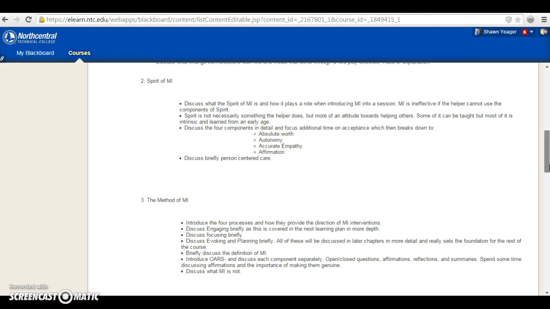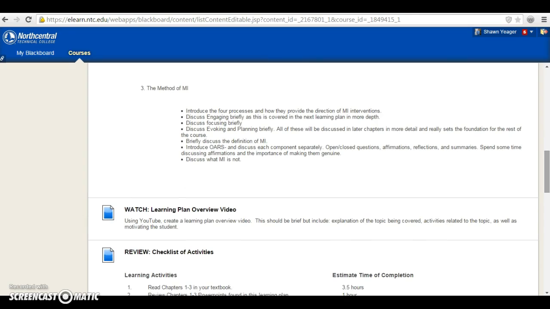All right, the method of MI. I'm going to spend a few minutes here on this. Now, the other component of MI is the four processes. So we have the spirit, which is made up of four principles, and then you have the four processes, right? So we have engaging, focusing, evoking, and planning. And it's very important to note that these four processes are very fluid.